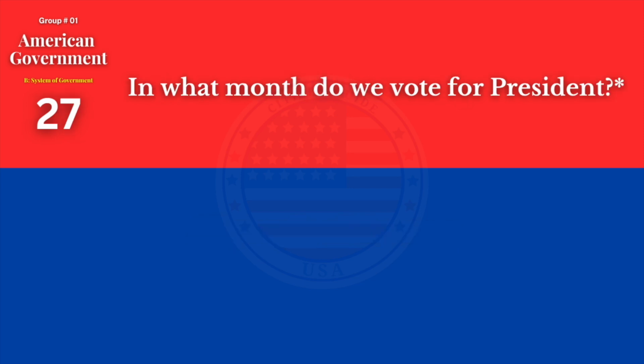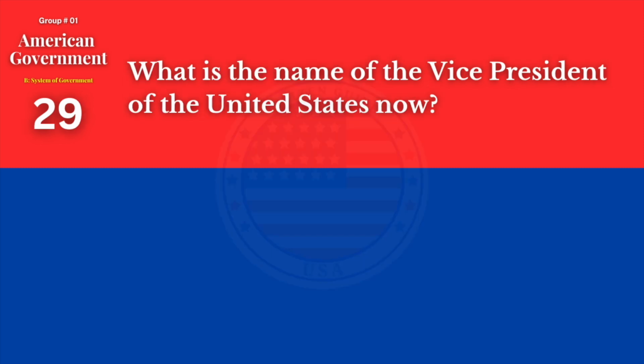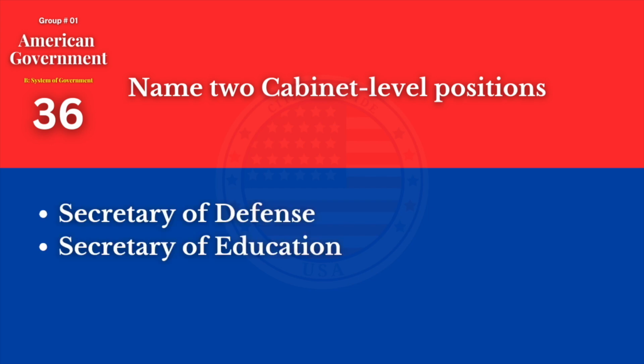In what month do we vote for president? November. What is the name of the Vice President of the United States now? Kamala Harris. Name 2 cabinet-level positions. Secretary of Defense. Secretary of Education.